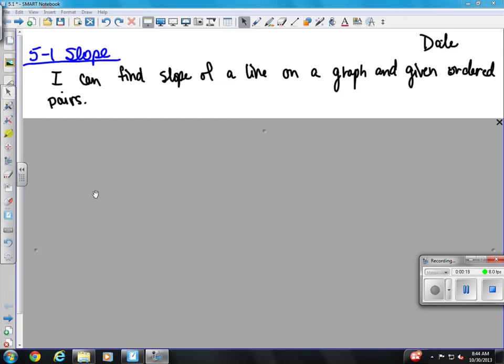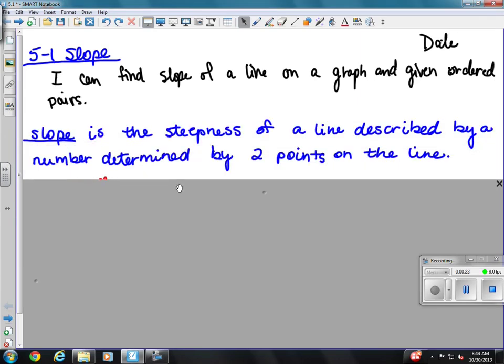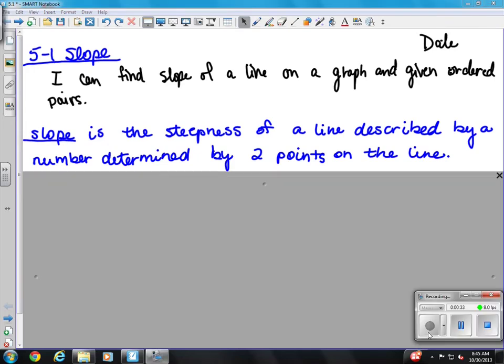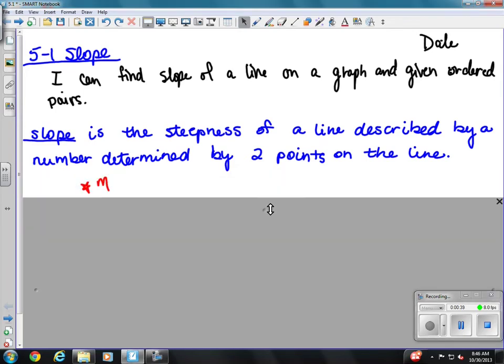So first off, we're just going to get the definition of slope so we can remember it. Slope is the steepness of a line described by a number determined by 2 points on the line. Okay, and then once we remember slope is the steepness of a line, it's also our variable m. So slope is often seen as our variable m.